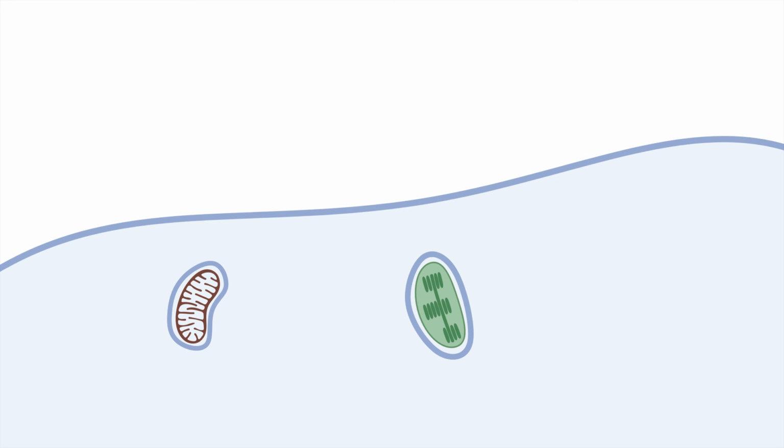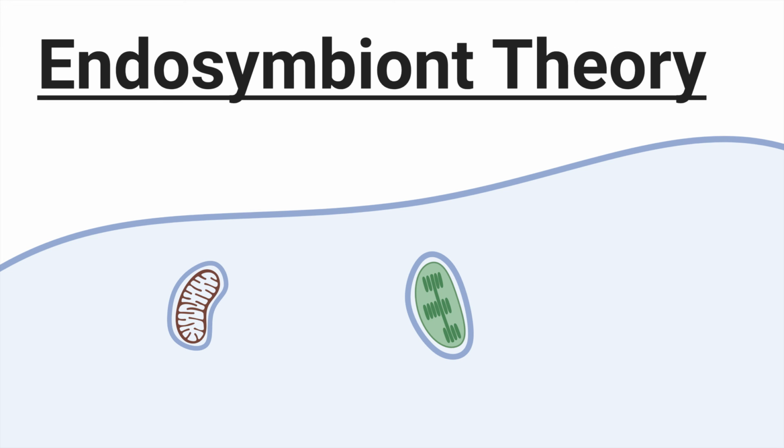Mitochondria produce large amounts of ATP energy from glucose and fats, and chloroplasts convert light energy into chemical energy. The theory that these organelles were once free-living and made a home inside of an ancestor cell with a nucleus is called the endosymbiont theory.